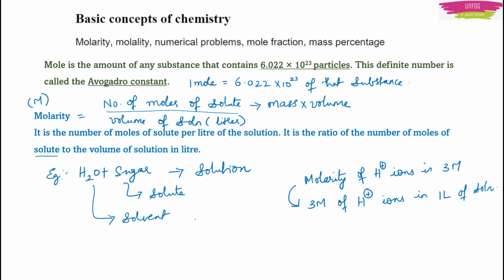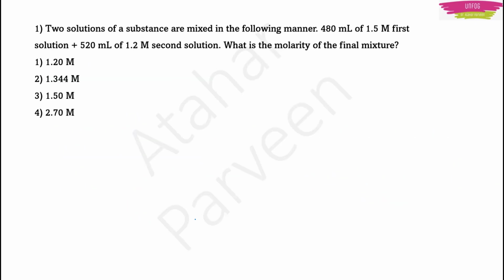Now this was all about one solute and one solvent. How will you find the molarity if you have more than one solute and more than one solvent? That I'll explain to you with this example. See, for example, if you have two solutions of a substance, they are mixed in the following manner. 140 milliliter of 1.5 M first solution plus 520 milliliter of 1.2 M second solution. They are mixed together. Now you have to find the molarity of the final mixture.